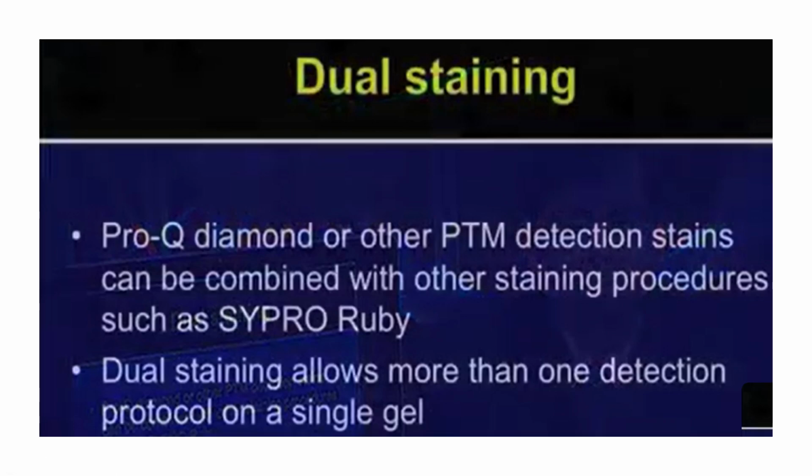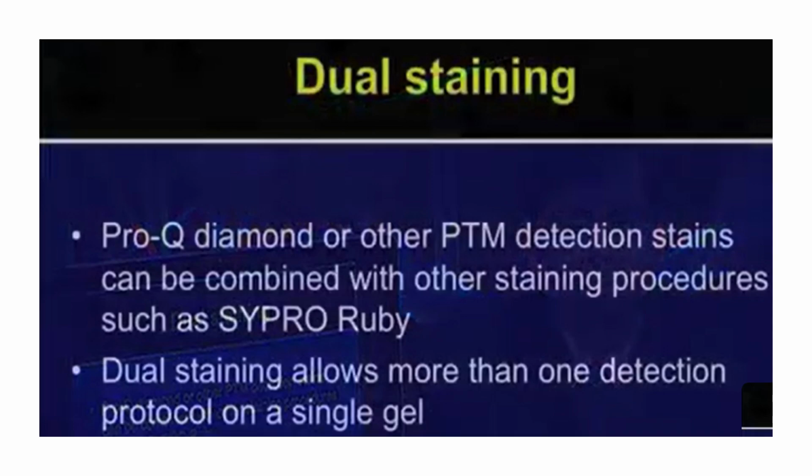Then people also use dual staining technique. Dual staining in the sense they'll be using two specific dyes for staining. So ProQ Diamond or other staining detection stains can be combined with other staining procedures such as SYPRO Ruby. So that's how you will detect it.